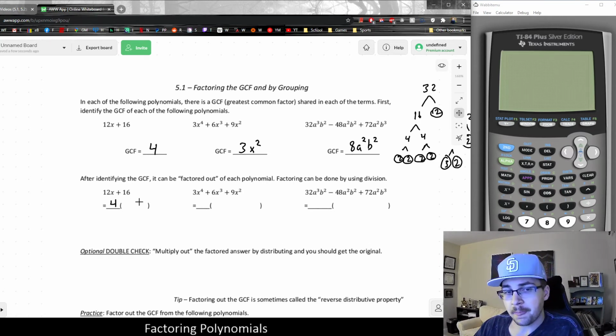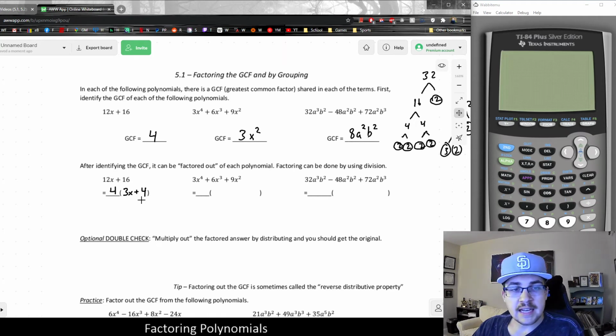But if you're not great at figuring out what should be remaining after factoring out the 4, remember that factoring something out is really a synonym to dividing. When we're undoing a multiplication, that's the same as division. So if you're better at division, you could just say, well, 12x divided by 4 is 3x, and 16 divided by 4 is 4.